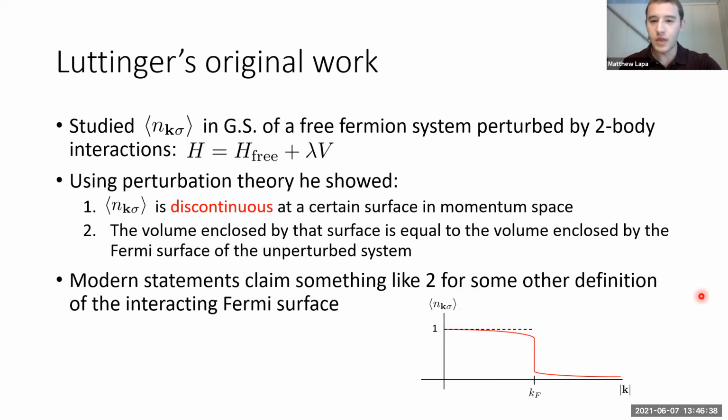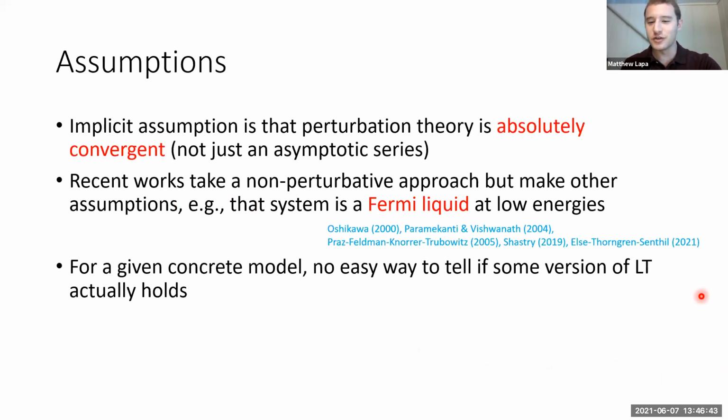And actually, I'm about to come to this, but Luttinger in his original paper said, I only expect this to hold in situations where perturbation theory is valid. If it doesn't hold for negative lambda, then it can't have a finite radius of convergence about lambda equals zero. Right, yeah, exactly.